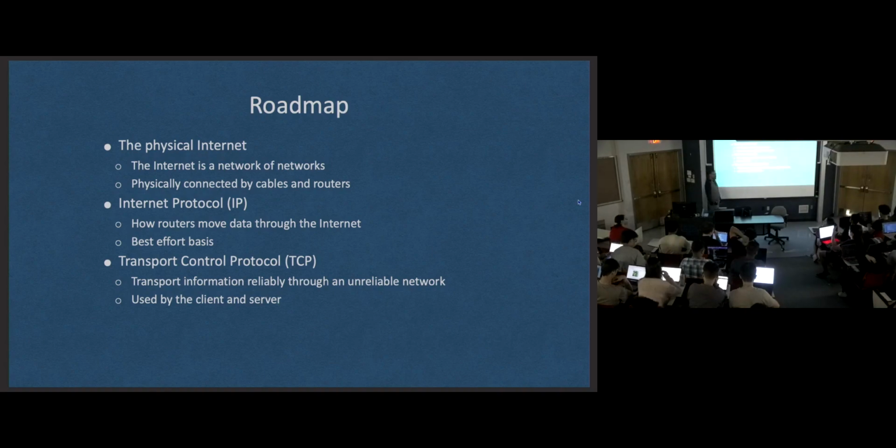How does TCP know how many packets are supposed to be sent? That'll be the first message that's sent.